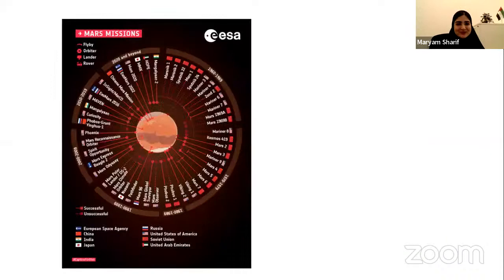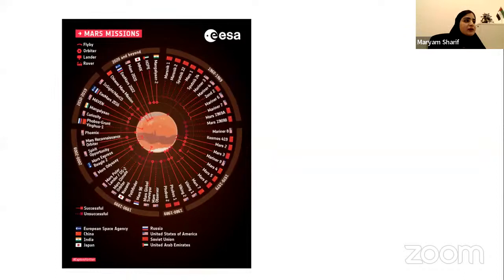Now that was about the rovers, and here we have other missions that were sent to Mars. This is also another interesting infographic. We can see that a solid line is a successful mission, and a dotted dashed line is an unsuccessful mission. Over the years we can see the different countries involved in these missions. We have, for example, flyby, orbiter, lander, or rover.